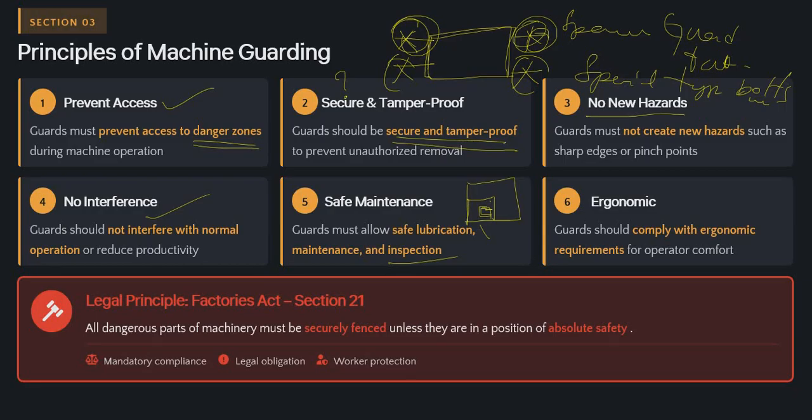And apart from that, ergonomics. It's related to operator comfort. He has to ensure the operator comfort, and also that the operator should not reach the equipment's rotating part or risk area. And in our Factories Act, when it comes to legal requirements, it says all machinery parts should be securely fenced. So you need to ensure that. So these are the principles of machine guarding.